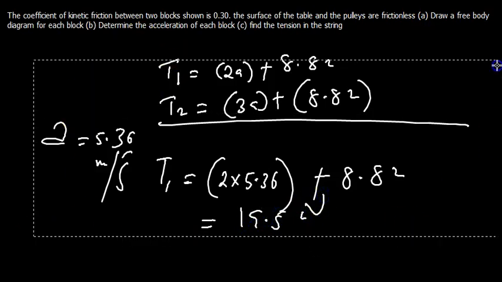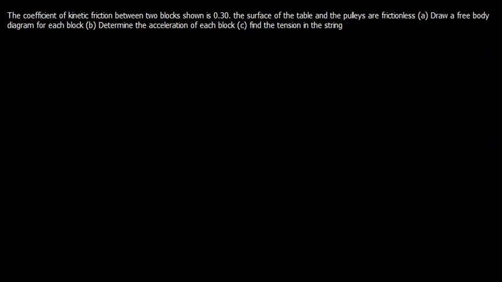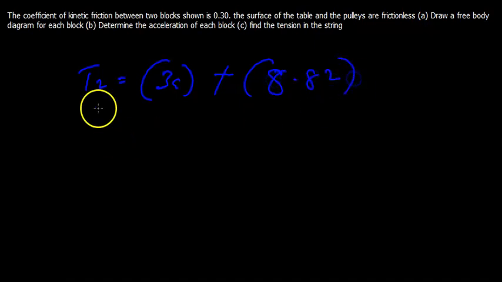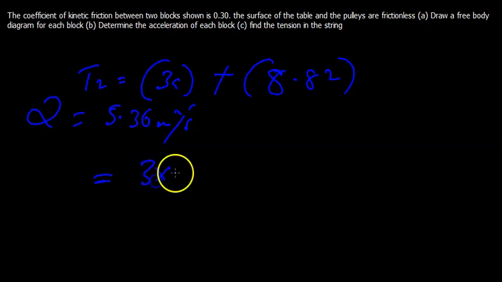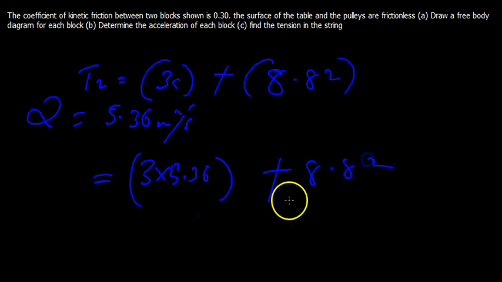So what about the T2? What we are given in T2 is this. In the case of T2, we are given 3a plus 8.82. And our acceleration is given to be 5.36 in meters per second squared. So in this case, 3 multiplied by 5.36, and if you add 8.82, your final answer for T2 is simply going to be 24.9 in newtons. So this is it for this problem.